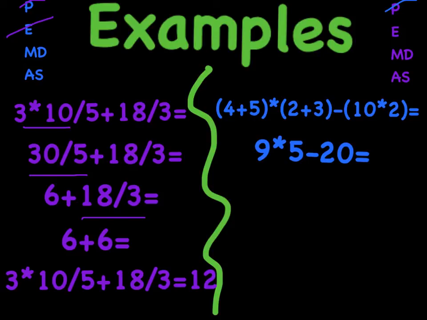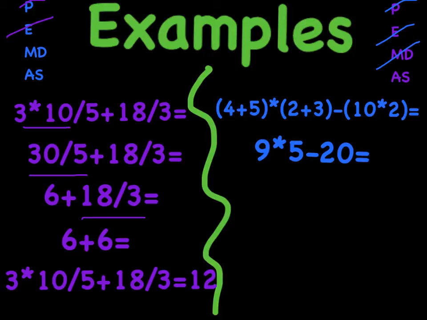Since 2 plus 3 equals 5, I've written that here. I've also included my subtraction symbol because I haven't used that one yet. Finally, 10 times 2 equals 20, so I've written that here and moved my equal sign down. In this problem, I also have no exponents, so I don't need to do that step. My next step is to work with the multiplication and division.